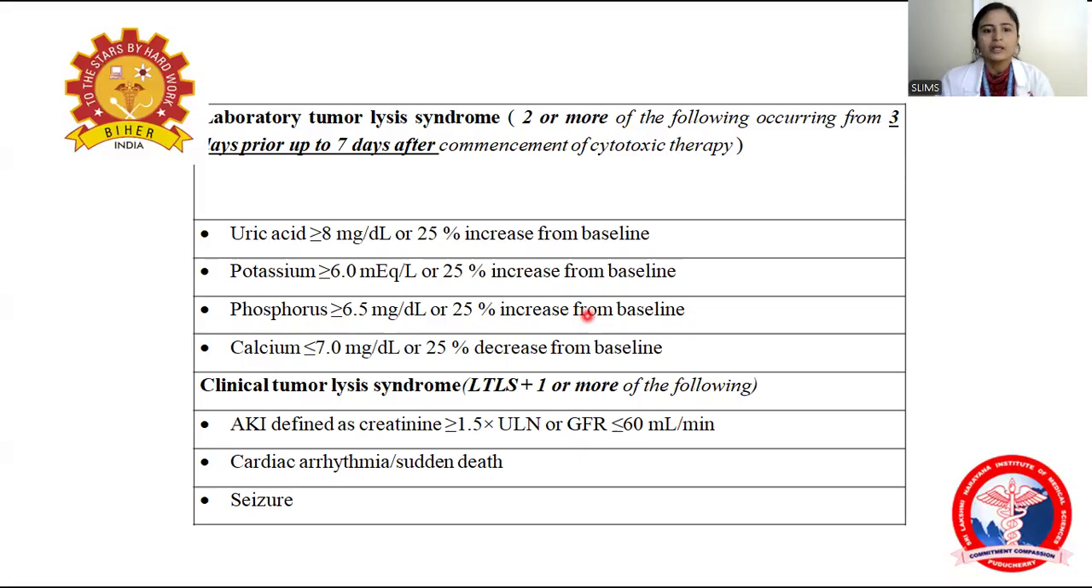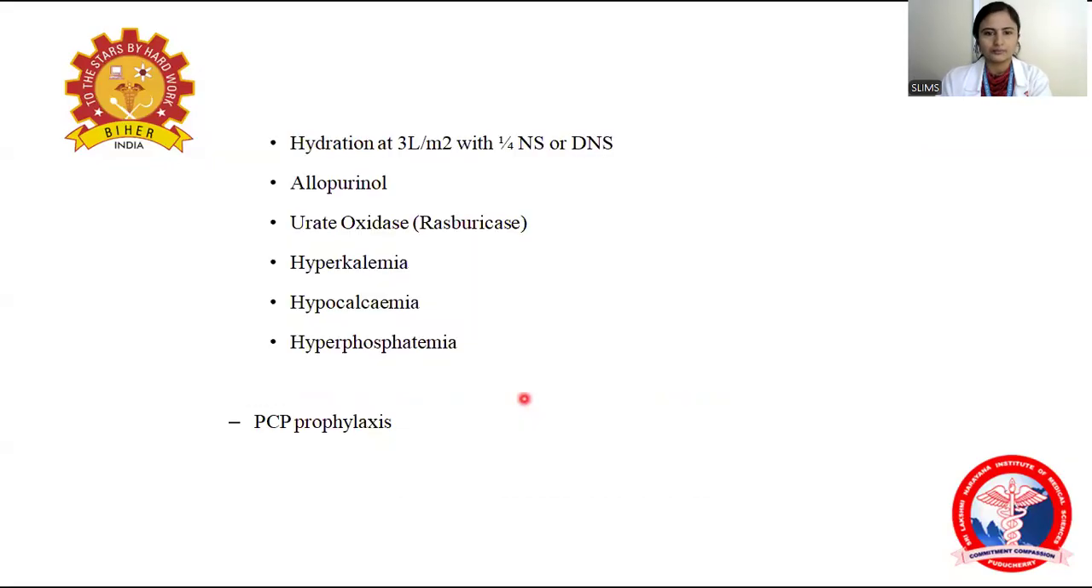If they have 2 or more, then we will label them as laboratory tumor lysis syndrome. And what is clinical tumor lysis syndrome? If they satisfy the laboratory tumor lysis syndrome criteria, plus they have one or more of the following: acute kidney injury, defined as creatinine more than or equal to 1.5 times the upper limit of normal, or GFR less than or equal to 60 ml per minute, cardiac arrhythmia and sudden death, and seizures, we will label it as clinical tumor lysis syndrome.